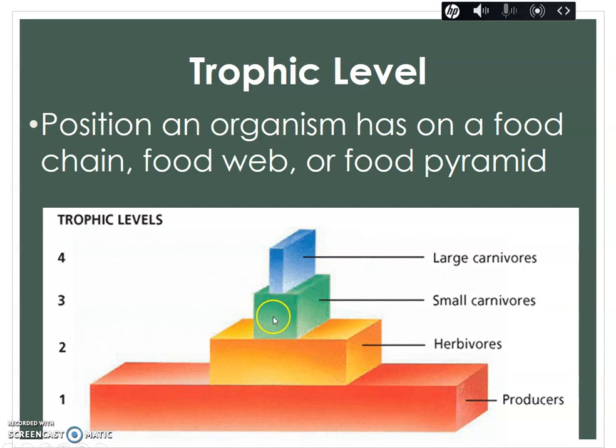And then you have your small carnivores. These are things that eat herbivores or eat smaller animals. Okay, so these small carnivores can be, I'm trying to think of, so this can be something like a snake that eats a mouse. A snake could be a small carnivore and the herbivore could be the mouse. And then you've got some large carnivores. The large carnivores can be the things like the hawks that eat the snakes, and the snakes that eat the rats, and the rats that eat the plants. So these are just the different levels based off of what they eat.